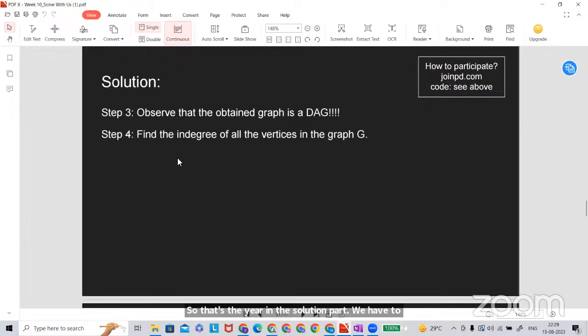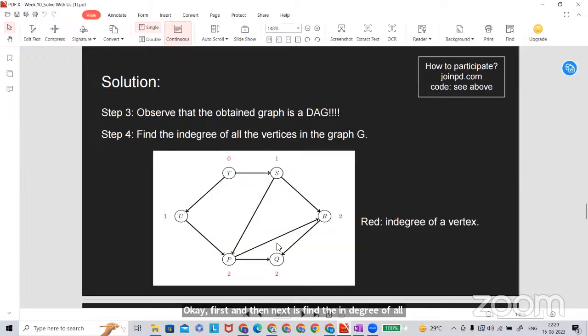Okay, first, and then next is find the in degree of all vertices in the graph. So like here, write down the in degrees. To find the topological sorting, there is no importance of the out degree, but we have to be concerned only with the in degree. So for T, there is no in degree. For S, there is one in degree. For U, we have one in degree. Yeah, out degree is 1 here, so only one in degree we are writing. For P, in degree is 2. For Q, in degree is 2. For R, in degree is 2. We can see this one and this one.